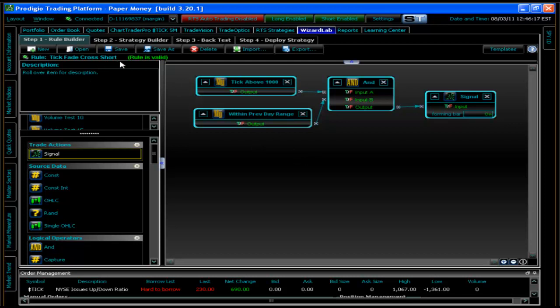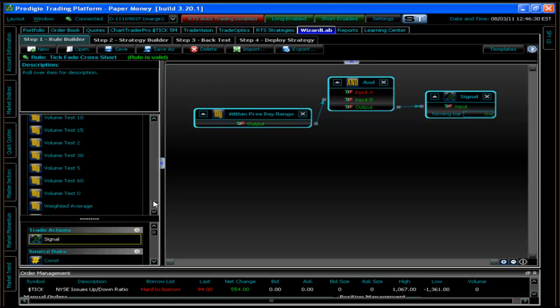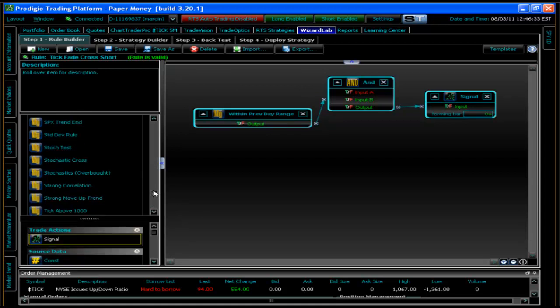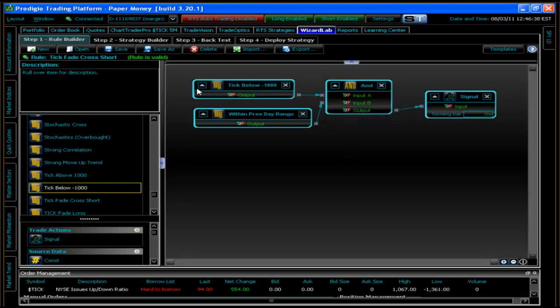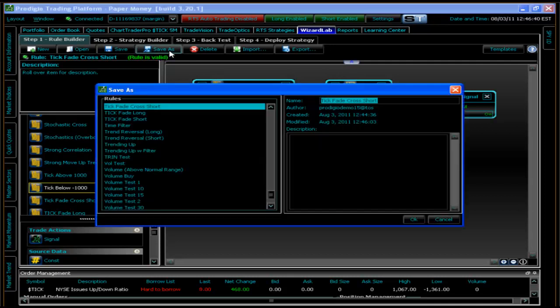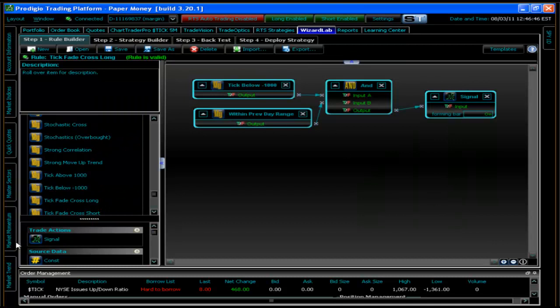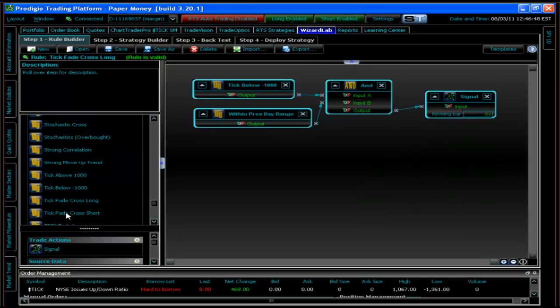And I also want the converse, right? If it crosses below negative 1,000, I want it to go long. The way that you can do that is really simple. Instead of using above 1,000, I want to scroll up here and use my rule for tick crossing below negative 1,000. And I've got the other side of my rule. I want to save this as something else, cross long, right? And now I have my two scanning rules. I have my tick fade cross long, tick fade cross short, right?